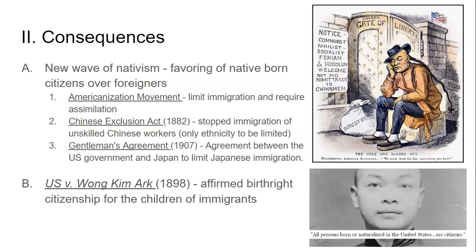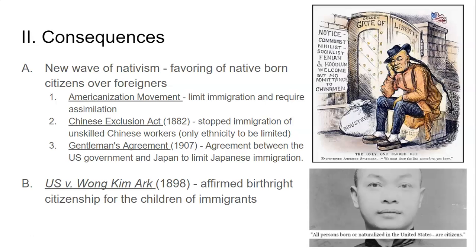So, what are some of the consequences of new wave immigration? Well, there is a new wave of nativism, which, if you remember from American One, is basically favoring native born citizens over foreigners or immigrants. And this was nothing new during this time period. Nativism had existed in the United States as long as the United States had existed, and it still exists today. And it kind of fluctuates, it goes up and down depending on who's in charge of the government or what worldly events are going on.